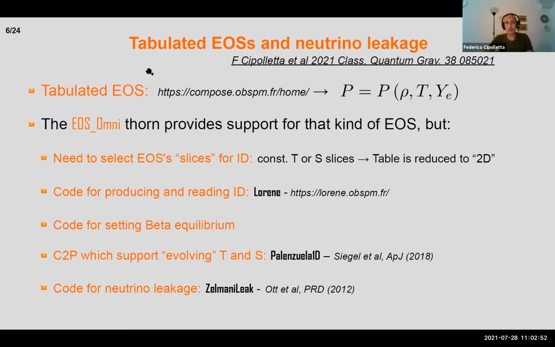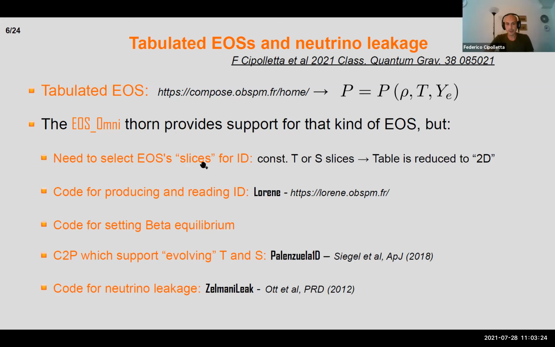So when you want to adopt a tabulated equation of state, you should consider an equation of state of this kind. This form is from the CompOSE website. So you have the pressure that is dependent on the rest mass density, the temperature, and the electron fraction. But in order to effectively adopt a treatment for such an equation of state, you should put some ingredients in.